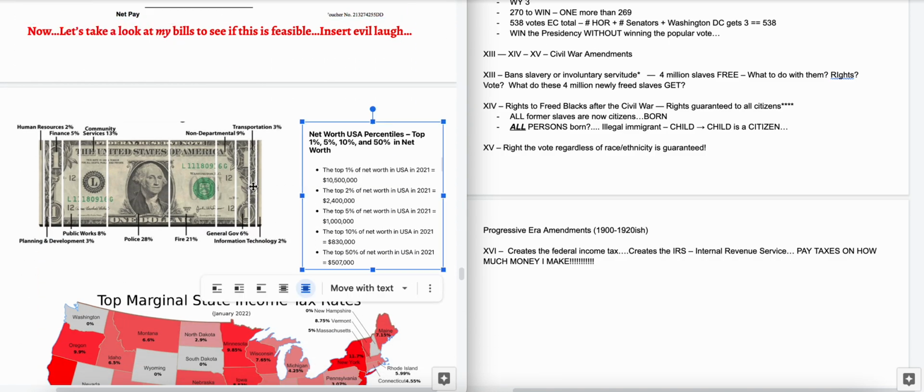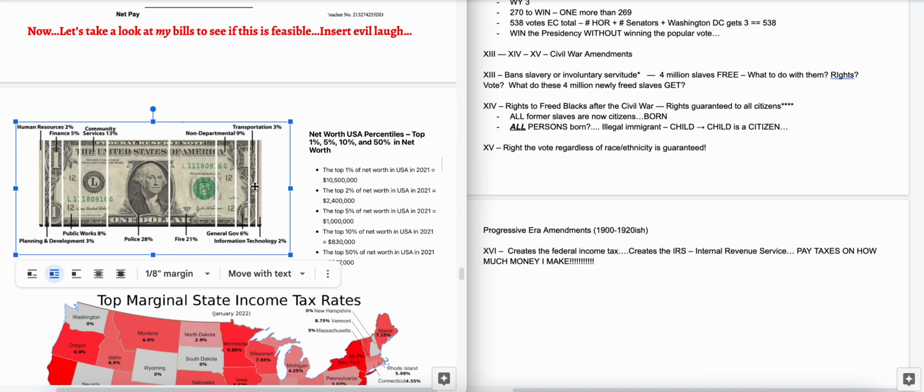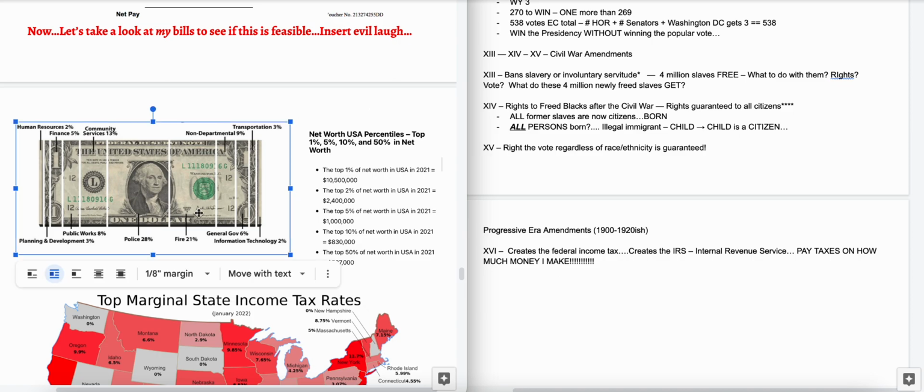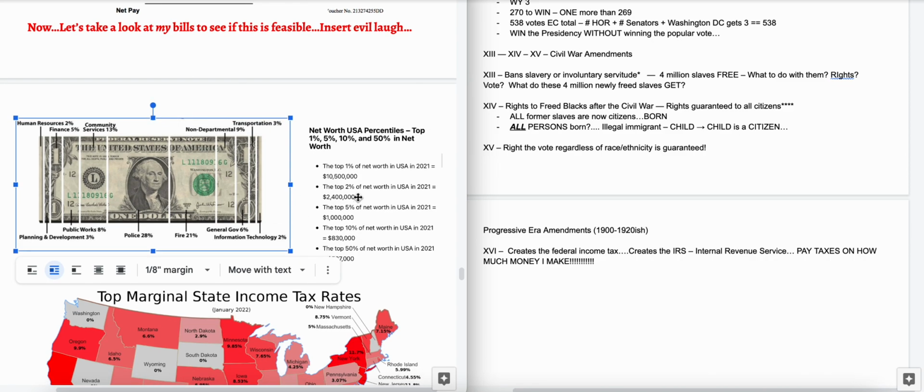So this is where our taxes go to, by the way. If our taxes were a dollar bill, 21%, I mean, this is ridiculous. Our state taxes. I mean, really. That gives you an idea.